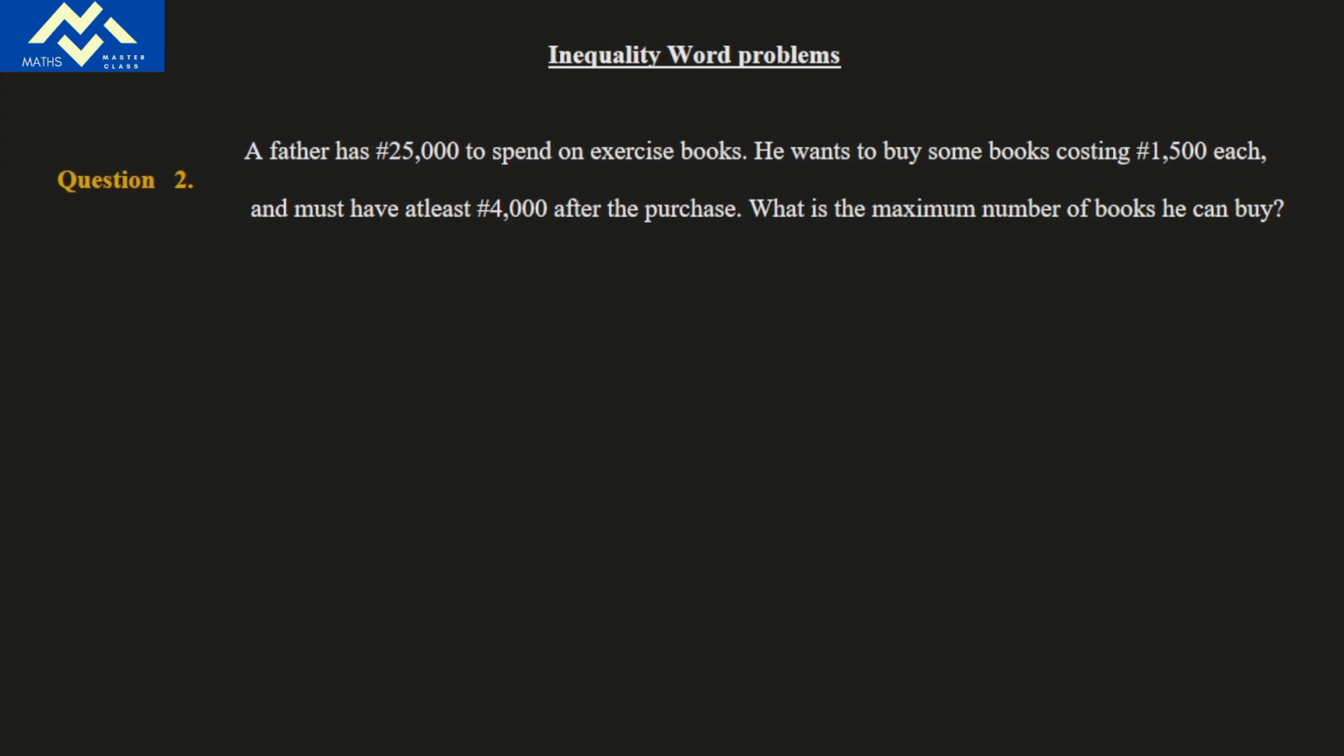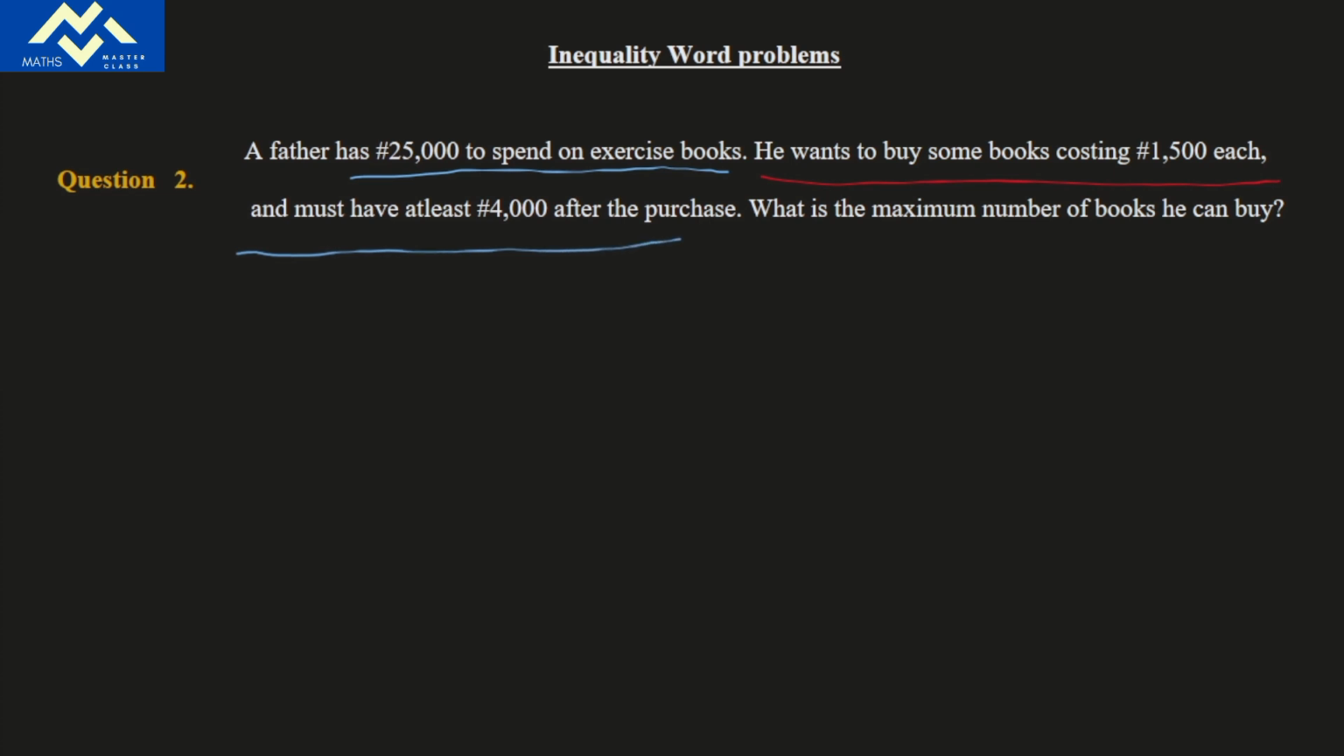So let's start. The question says, a father has 25,000 naira to spend on exercise books. Let's underline that. This tells us the amount of money he has available. Next, he wants to buy some books costing 1,500 naira each. Now, we don't know how many books he wants to buy. But we know something important, one book costs 1,500 naira. Let's underline that as well. Now look at the next part, and must have at least 4,000 naira left after the purchase.